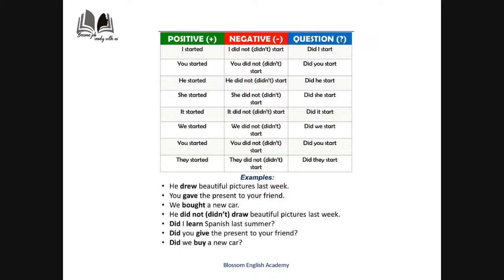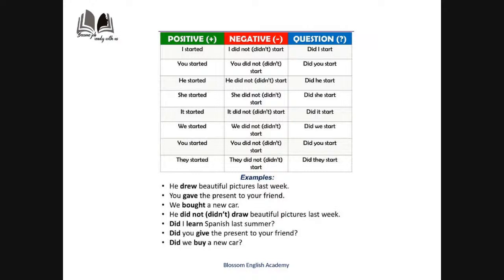What did he draw? He drew beautiful pictures. And when did he draw it? Last week. So you have the time mentioned over here, which is last week, and what he drew, which we are talking about, is the picture, and who drew it? He. So this is how you would construct the sentence in past tense: subject and verb in its past form, and the rest of the sentence to give additional information and when the action has completed.